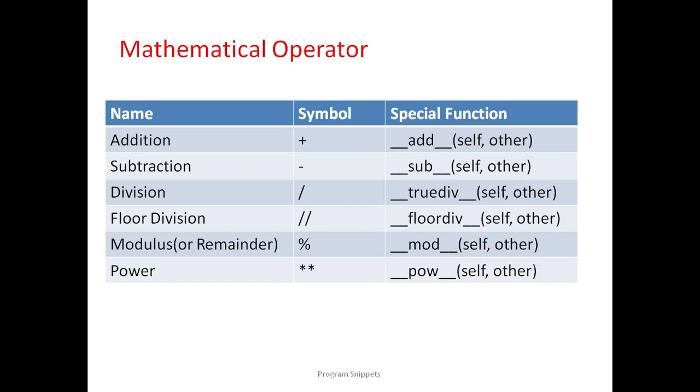Magic methods for mathematical operators are: for addition, the special function is __add__, with parameters self and other. For subtraction, the method is __sub__, again with parameters self and other. For division, the method is __truediv__. For floor division, the method is __floordiv__. For modulus, the method is __mod__, and for power, the function is __pow__.